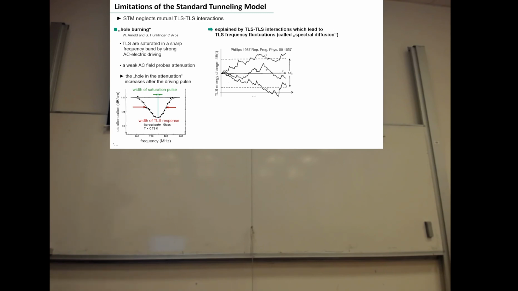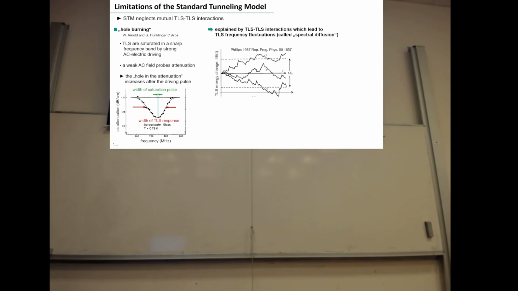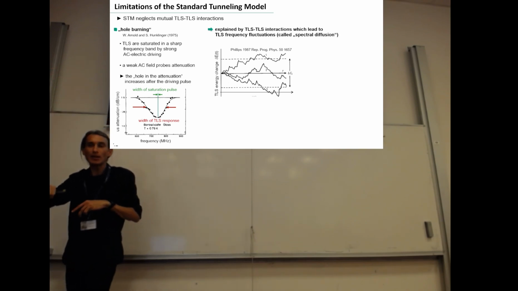And this was also observed pretty early in the experiments. What people did to observe this is use again a piece of glass, send an ultrasound pulse through and measure the attenuation of this ultrasound pulse. But before you do this, you can also send a very strong ultrasound pulse at a very specific frequency, in a very sharp frequency band. This means that by this very strong pulse, you excite TLS at exactly this frequency to the saturated state, meaning they are 50% excited, 50% in the ground state.